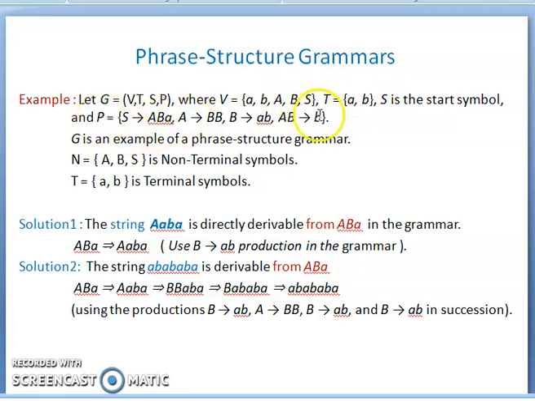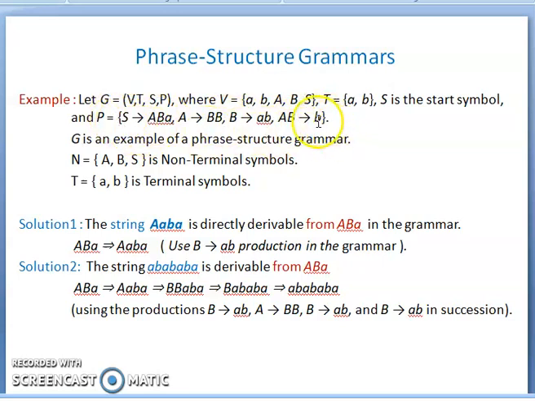Coming to the productions, this is the set of productions. The first production is S implies ABa, where A and B are again non-terminal symbols, and small a is the terminal symbol. The second production is A implies capital B capital B, the third production is capital B implies small a b, and the fourth production is capital AB implies B small b.